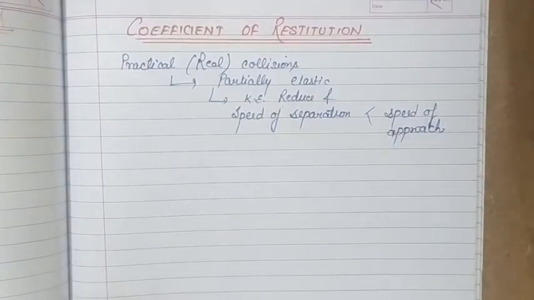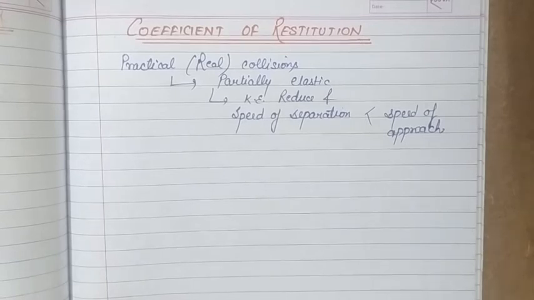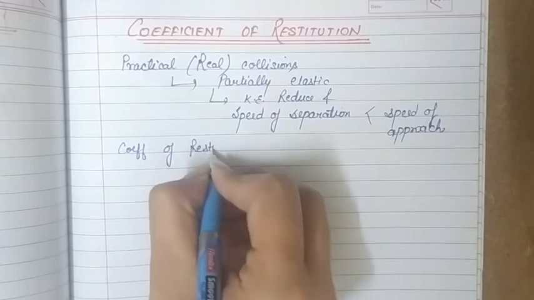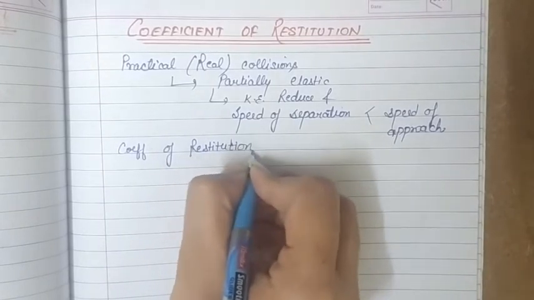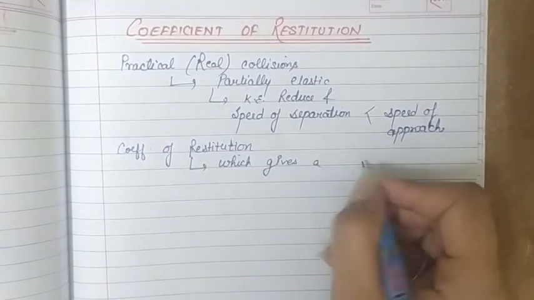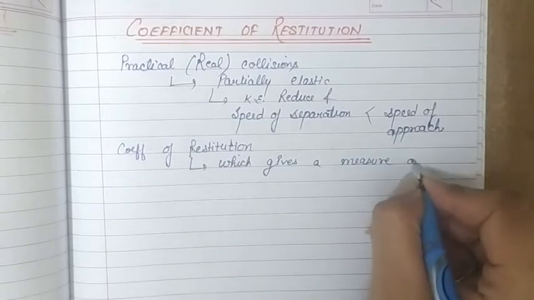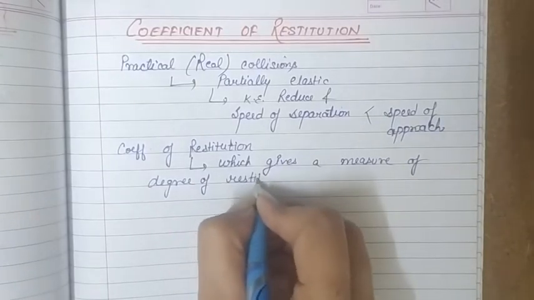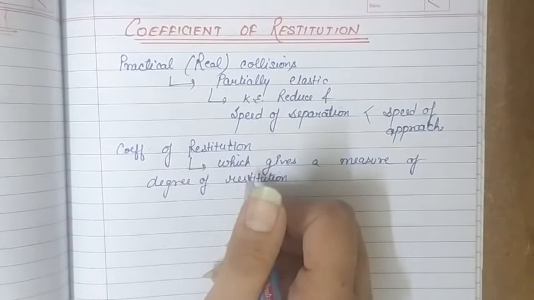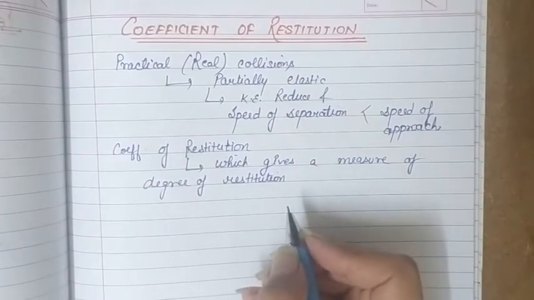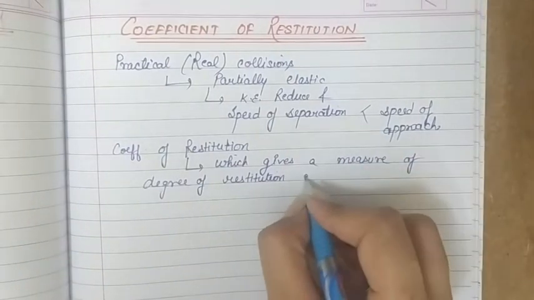So coefficient of restitution is a factor which gives us a measure of the degree of restitution of a collision. We can define coefficient of restitution as a factor which gives us the measure of the degree of restitution of a collision. Means how elastic a collision is, that we can define by the factor coefficient of restitution.